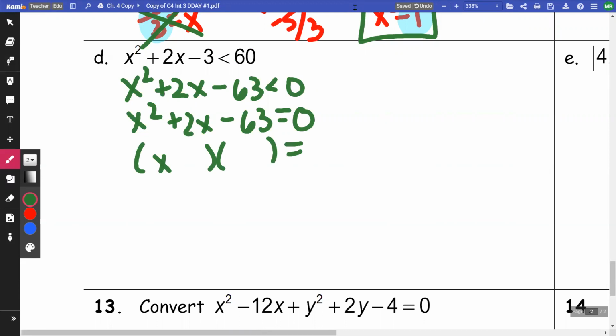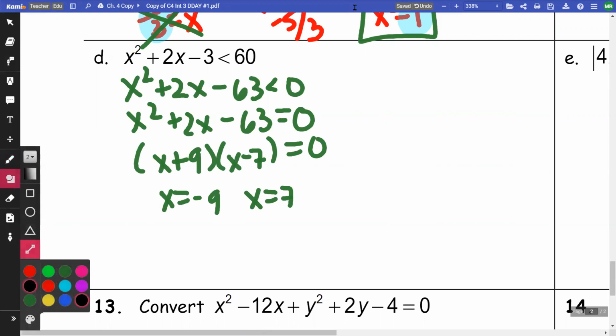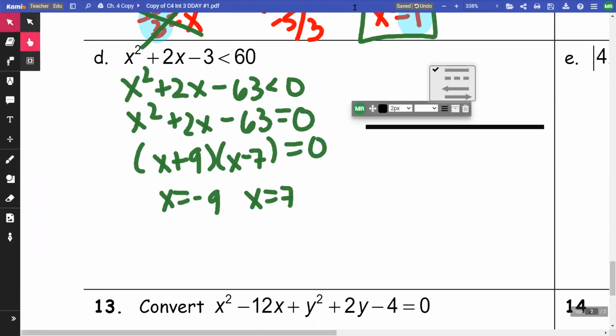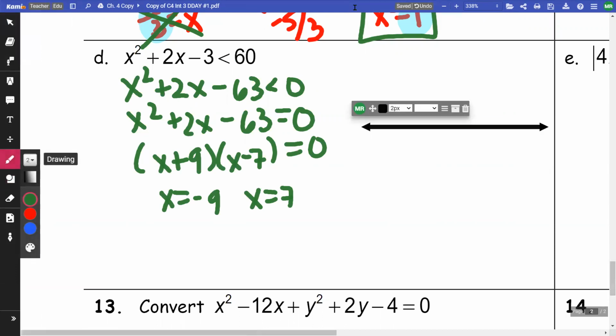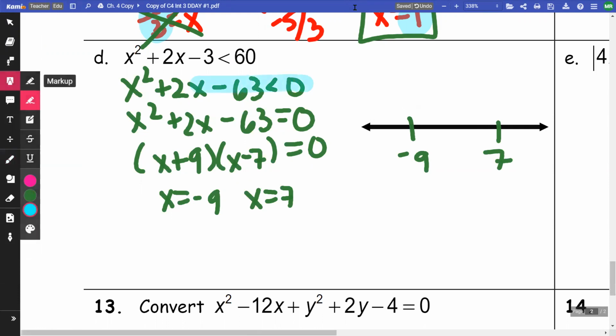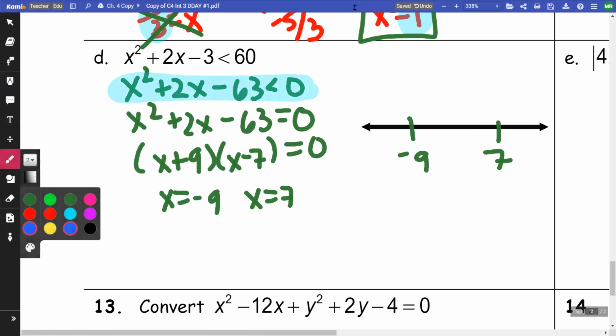So what multiplies to negative 63 and adds to 2? A 9 and a negative 7. So I'm going to get x is equal to negative 9 and x is equal to 7. And so I'll have my number line, and I'm going to be putting on a negative 9 and a 7. And when I look back here, I see that this is strictly less than, so that means that these are going to be open circles.